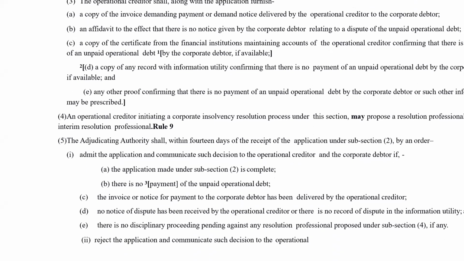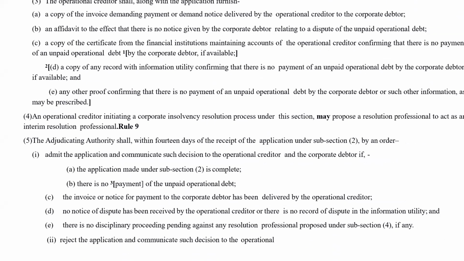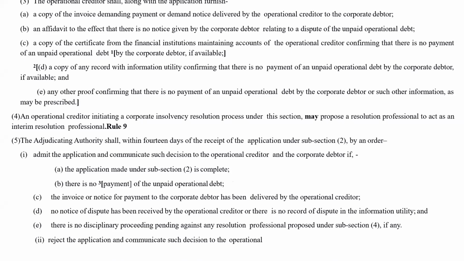Okay. So what does the adjudicating authority do? The same period of 14 days is there with the adjudicating authority. They shall admit the application and communicate such decision to the operational creditor and the corporate debtor if the application made under subsection 2 is complete, there is no payment of the unpaid operational debt, and the invoice or notice for payment to the operational creditor has been delivered by the operational creditor.